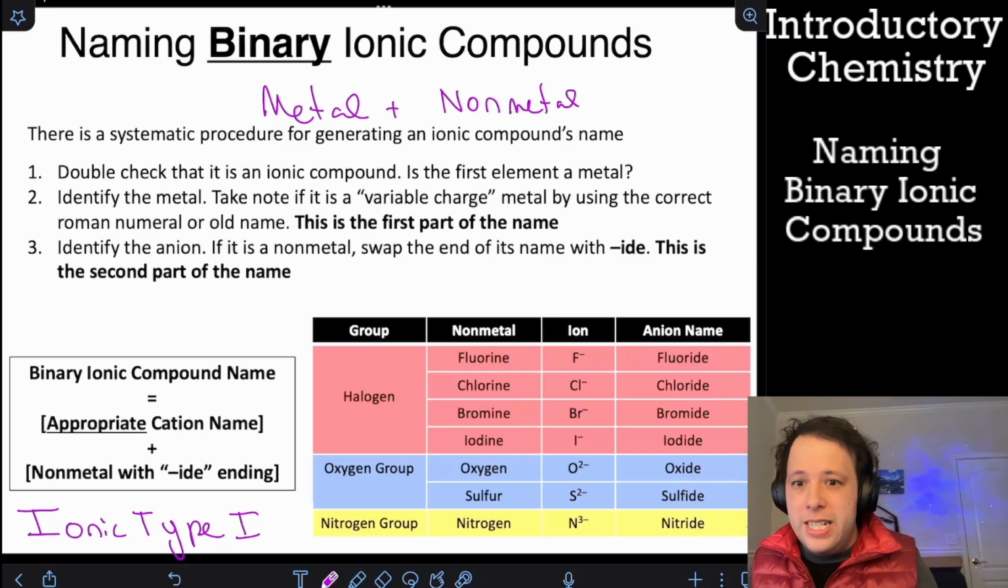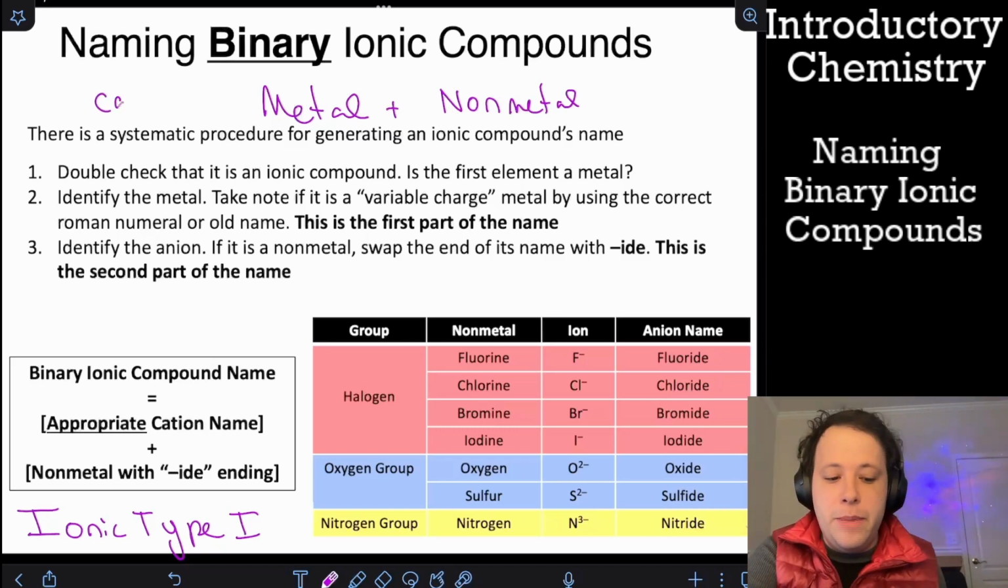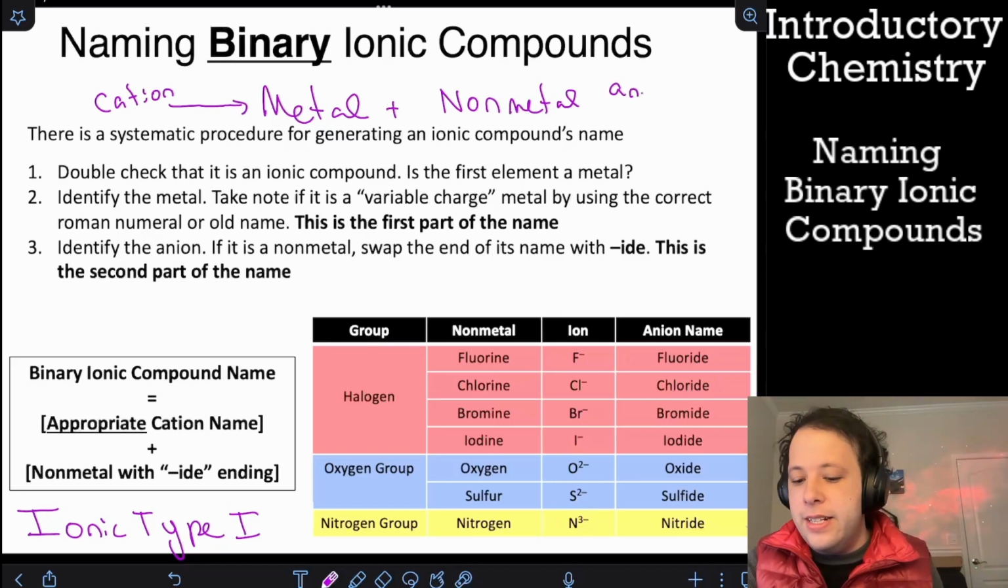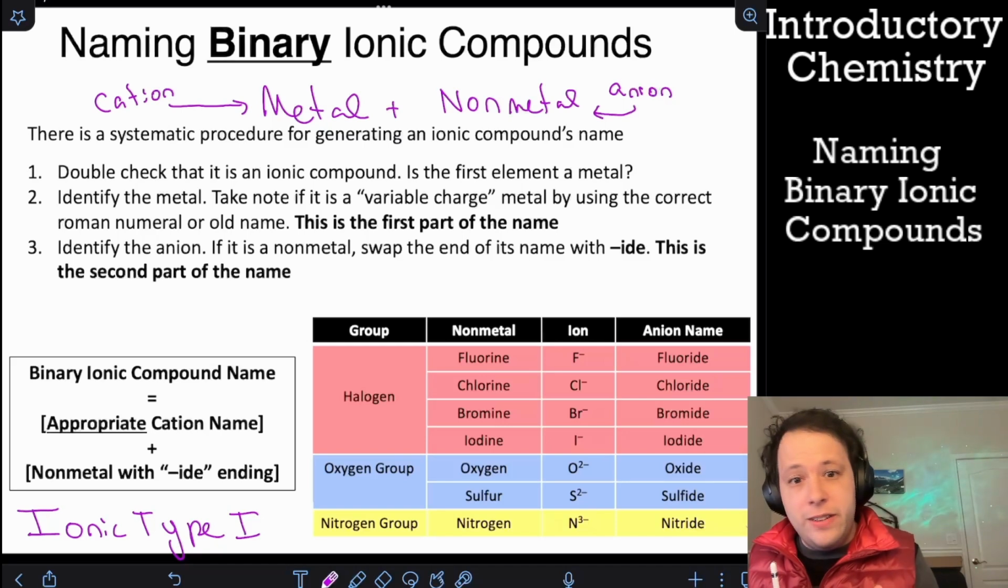What we're going to see is that the cation is always going to be the metal, and the anion is always going to be a non-metal, and this comes from where it's located on the periodic table. We're going to go through how to name these.